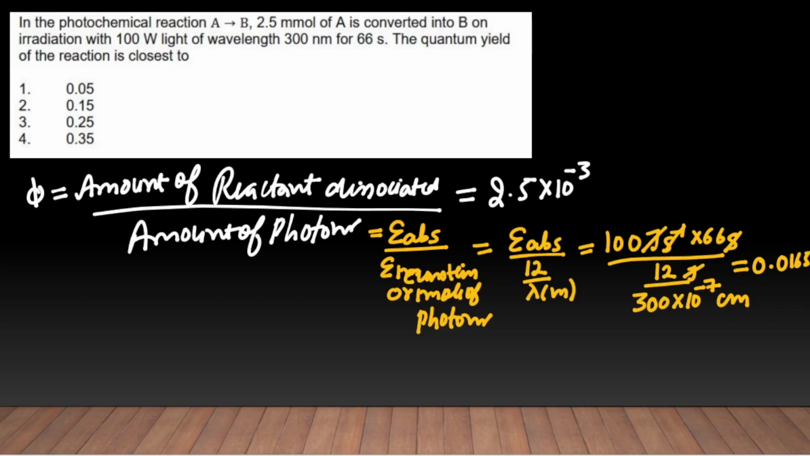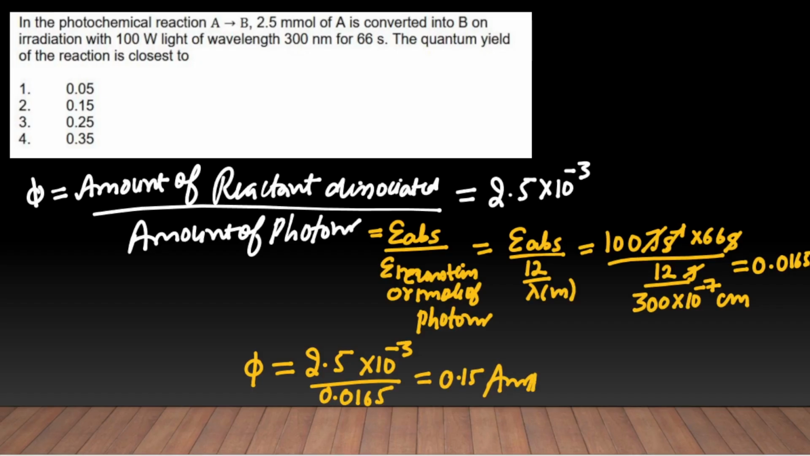0.0165. This is going to be the photons. So the quantum yield value comes out to be 2.5 into 10 raised to the power of minus 3 upon 0.0165. That comes out to be 0.15. So this is going to be the quantum yield value. Option B becomes the correct answer.